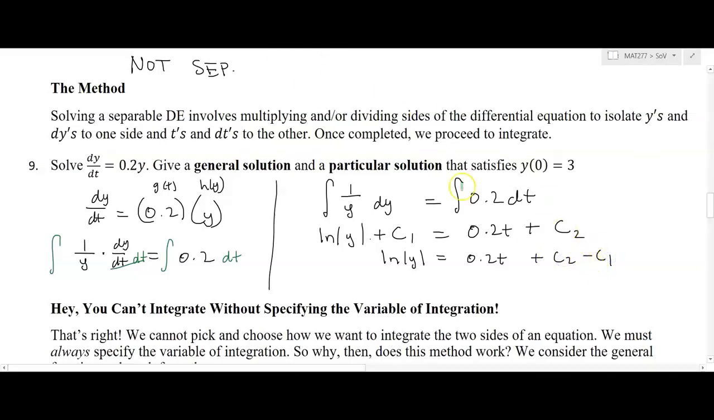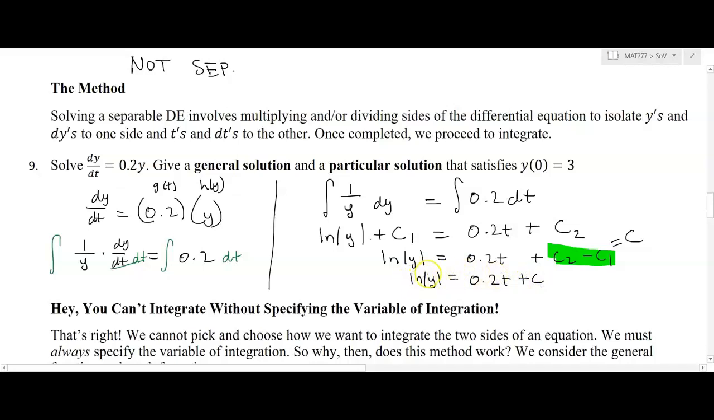Now here we're going to make the claim that if you take two constants that are arbitrary and you subtract them or combine them in any way, you still have an arbitrary constant. So I don't really care specifically about the value of c2, and I don't really care about the value of c1. What I really care about is the result of that difference. And I'm going to assign that to a new variable, call it c, which is still an arbitrary constant. So all I'm doing is just combining constants into one constant. And I have natural log of y equals 0.2t plus c.